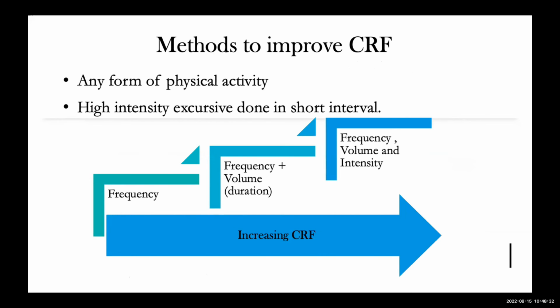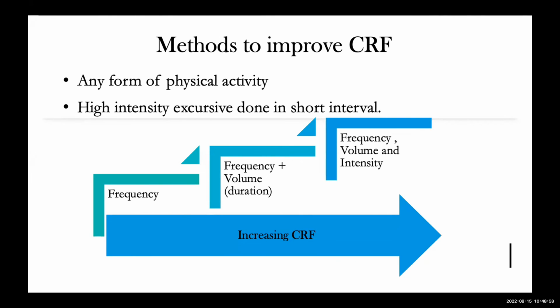Now, any form of physical activity which you are capable of, either brisk walking or moderate activity, is bound to increase cardiorespiratory fitness. There are other techniques, such as doing high intensity exercise in short intervals, doing a short jog of 5 or 6 minutes, then stopping, taking rest, and doing it again after 30 minutes or so. That is known to show an increase in cardiorespiratory fitness. Most physical trainers give the guidelines in a similar way.